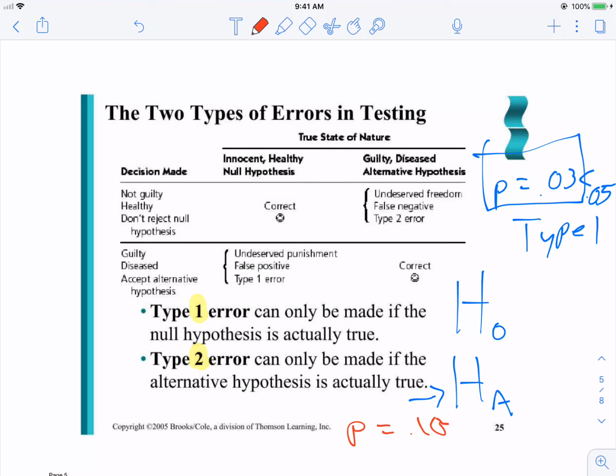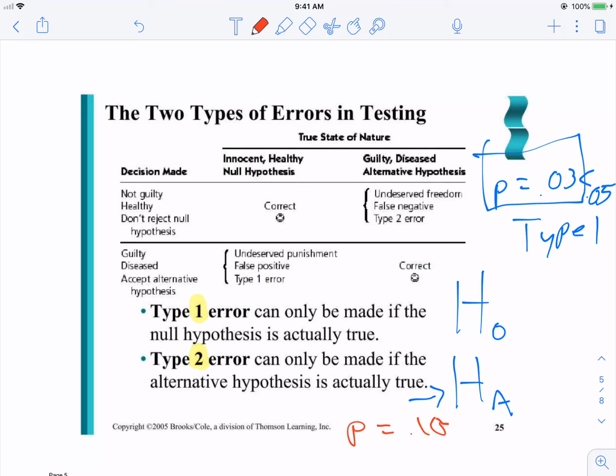Again, this is not quantifiable. Okay, the p-value, that number that you have, in this case 10%, doesn't really mean anything in terms of the likelihood of that. So that's why this type 2 error is thought of as being more dangerous, because there's more of an unknown component. You don't know how likely it is that you made this type 2 error.